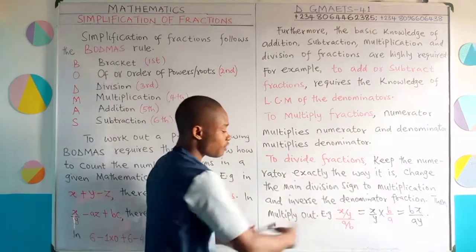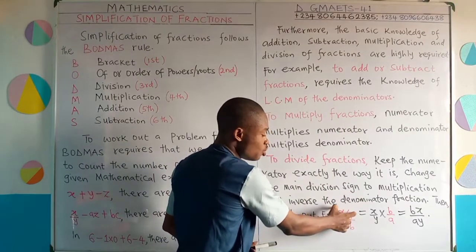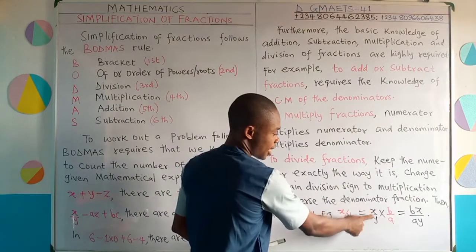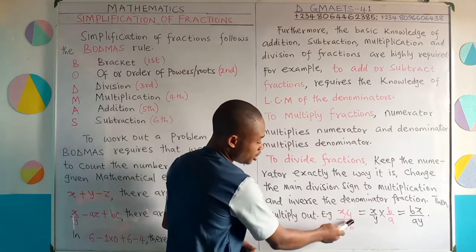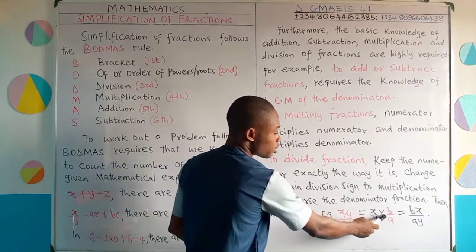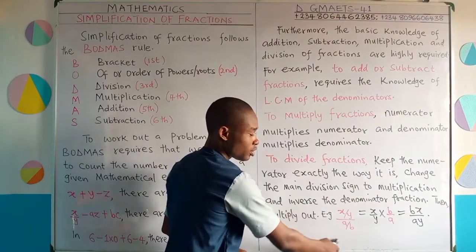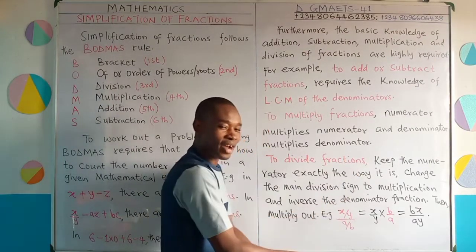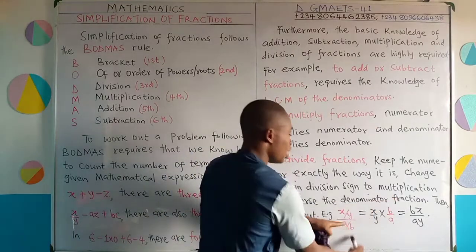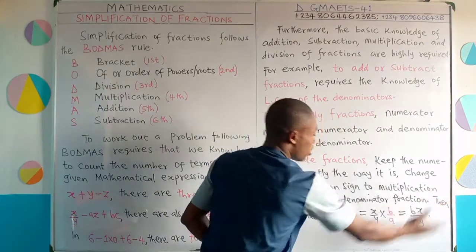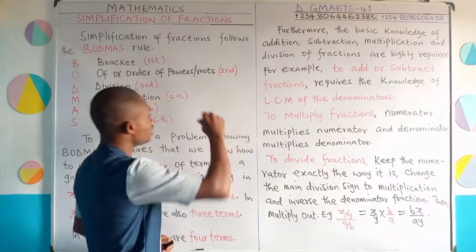So if I want to solve this out, I will keep x over y, the numerator of this fraction, exactly the way it is. X over y, you can say that. Then change this major division sign to multiplication and then inverse the denominator fraction. That is, turn it upside down, right? B will go up and then A will come down. Then having gotten multiplication, you can now multiply out. Let me show you this quickly.